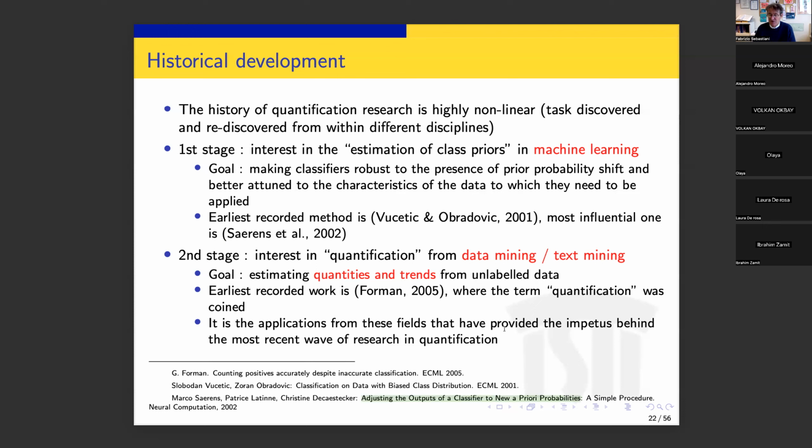It is indeed the applications from data mining and text mining that have provided the impetus behind this recent wave of research in quantification. And the very recent wave of research in quantification, in the last few years, also has to do with the renewed interest in dataset shift. There is much more research nowadays than 10 years ago on different types of dataset shift. And so there is now interest in trying to specialize quantification to different types of dataset shift.